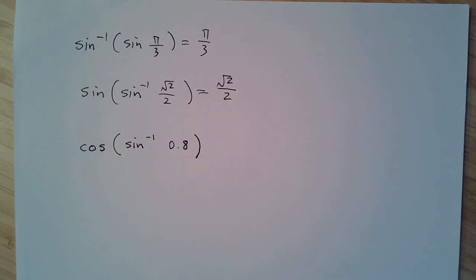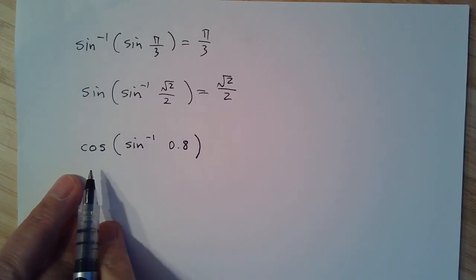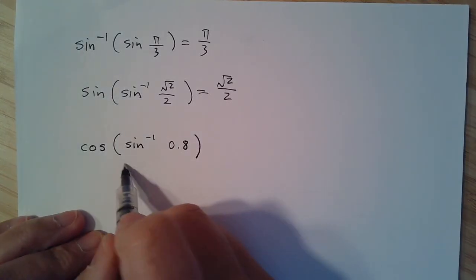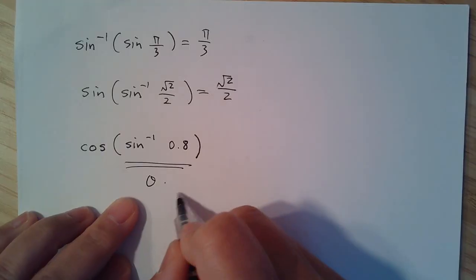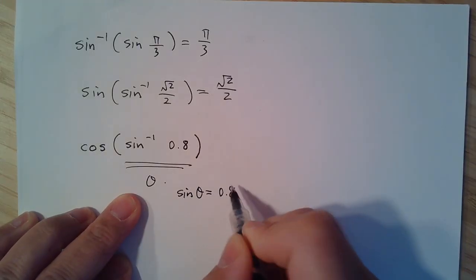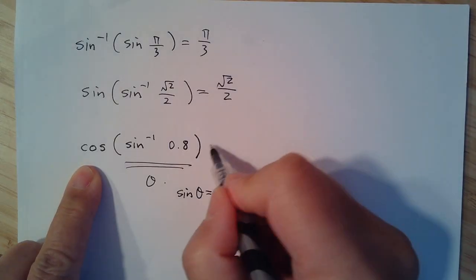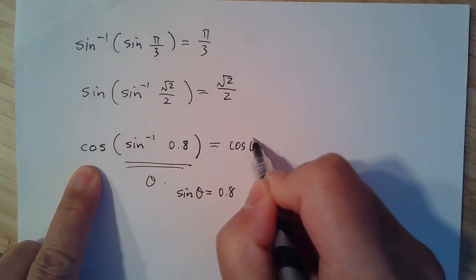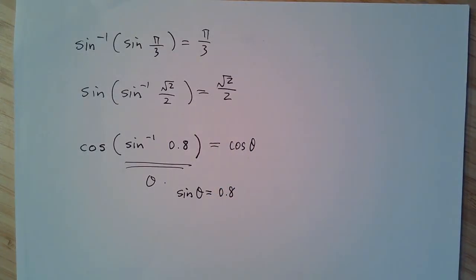That's a tricky part. I'm asking for the cosine function of an angle. This is a theta, okay? And I know sine theta is 0.8, but I'm asking you, what is the cosine theta? Do you know how to find that?